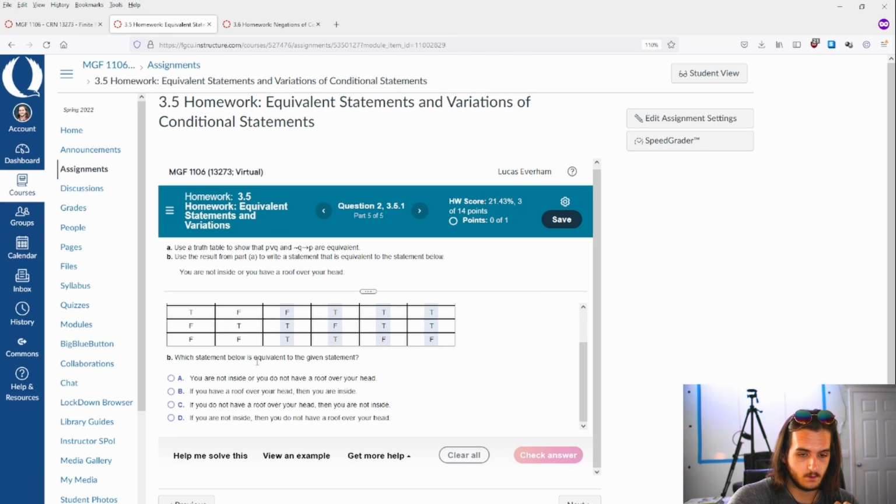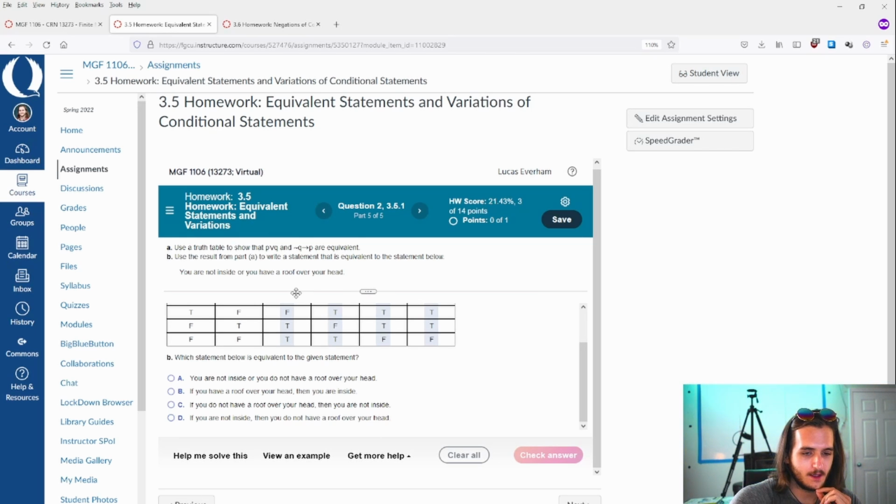So, which statement is equivalent to the given statement? The given statement is you are not inside, or you have a roof over your head. So P would be something like you are not inside. Q is something like you have a roof over your head. So we want not Q, you do not have a roof over your head, implies P, you are inside. Which is weird, but that's what we're working with.